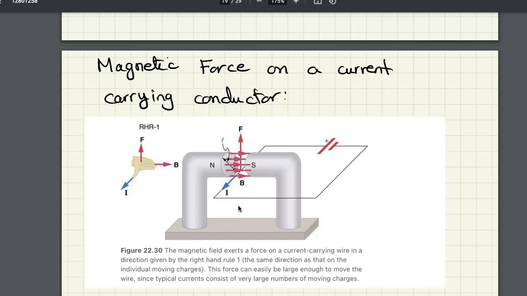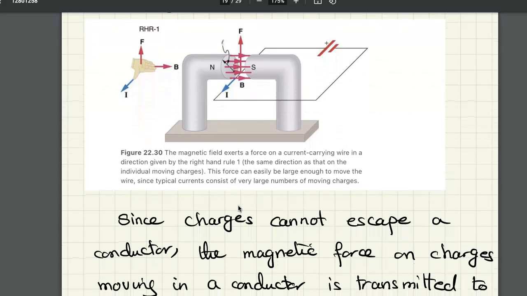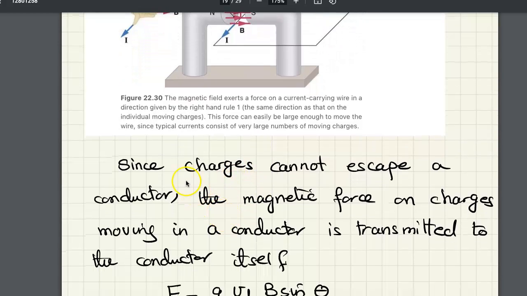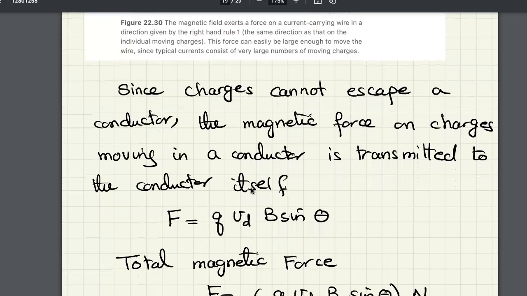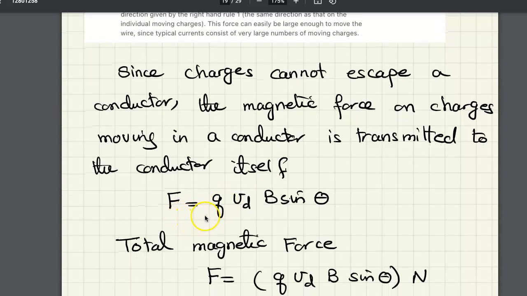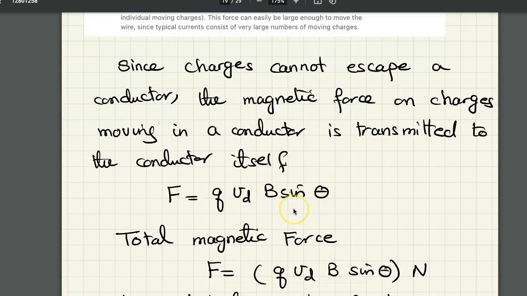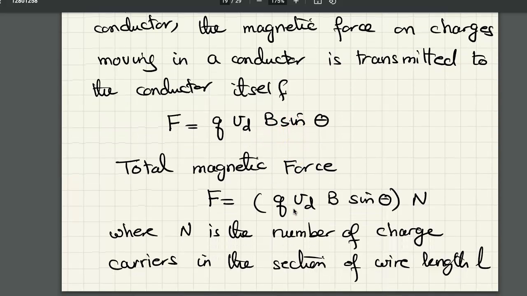Now, we can also talk about the magnetic force acting on a current-carrying conductor. In conclusion, all the charges in a conductor will be affected by the magnetic field, and there is a force on them. That force is equal to Q, the charge, times v_d, the drift velocity, times B times sine theta. Now I have the N, which is the uppercase N.